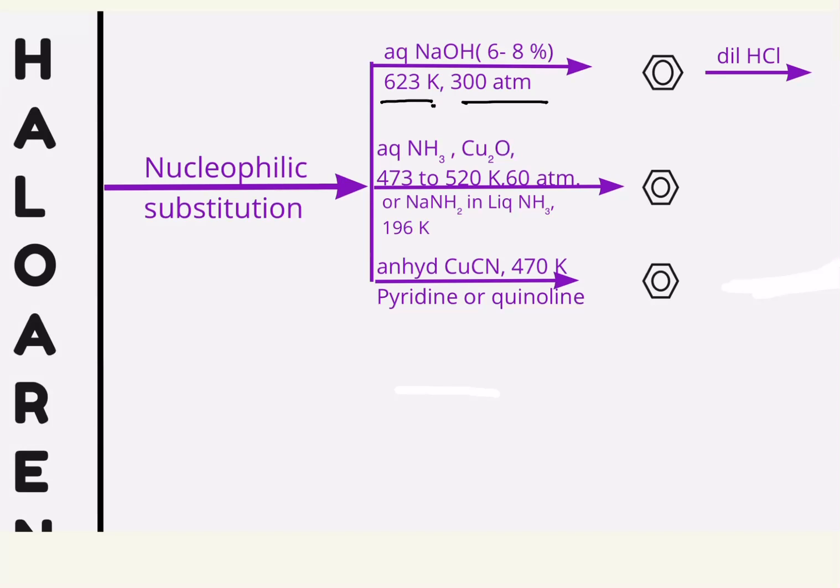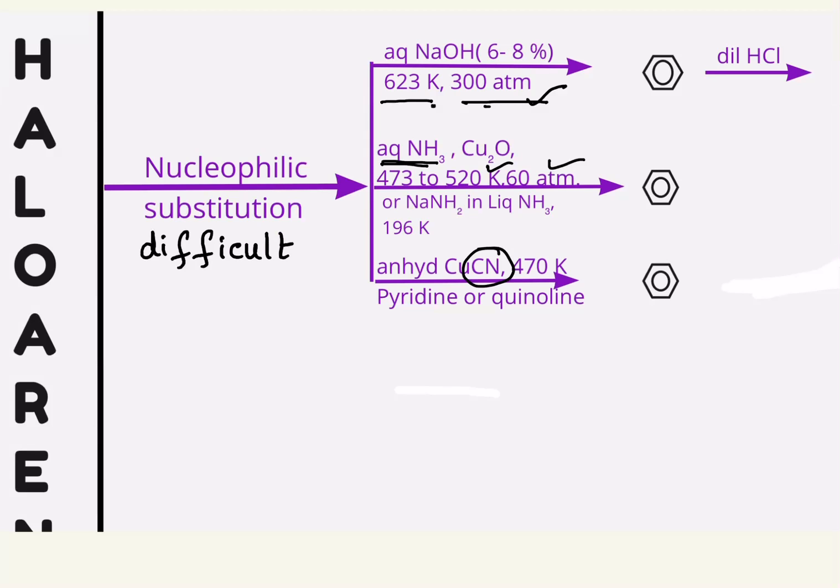623 Kelvin, 300 atmospheric pressure. Same way, when you talk about reaction with aqueous ammonia, look at the temperature and pressure conditions. Then the same is replacement with the cyano group. All these are extreme conditions because nucleophilic substitution reactions are difficult.